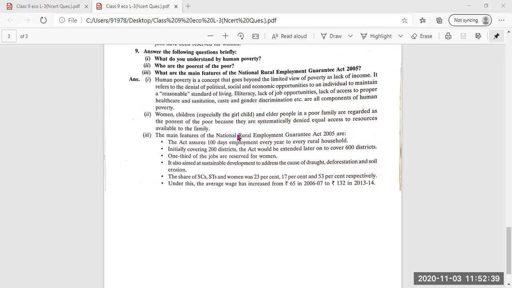Then the main features of the National Rural Employment Guarantee Act 2005 are: the act assures 100 days employment every year to every rural household, meaning for at least 100 days the individual will be employed in every rural household. Second, initially it covered 200 districts, and later on 600 districts were covered in this program. Then one third of the jobs were reserved for women also.